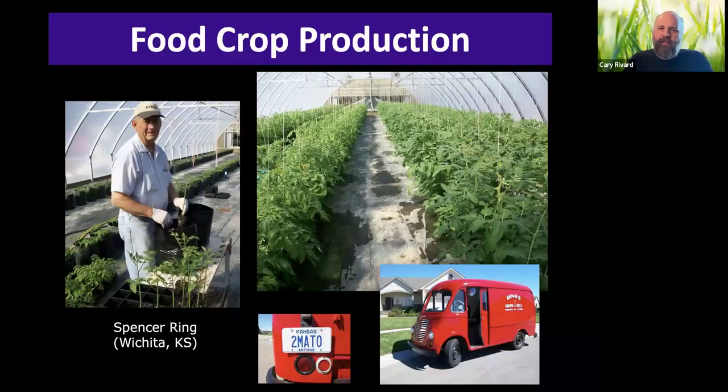This is sort of a little bit of a mid-stage tomato grower in Wichita, and what I mean by that is he doesn't have a super high-tech greenhouse. This is just a Quonset style greenhouse. He does have cooling pads, so he's able to cool it during the summer. But what he's really doing is sort of mega season extension, right?